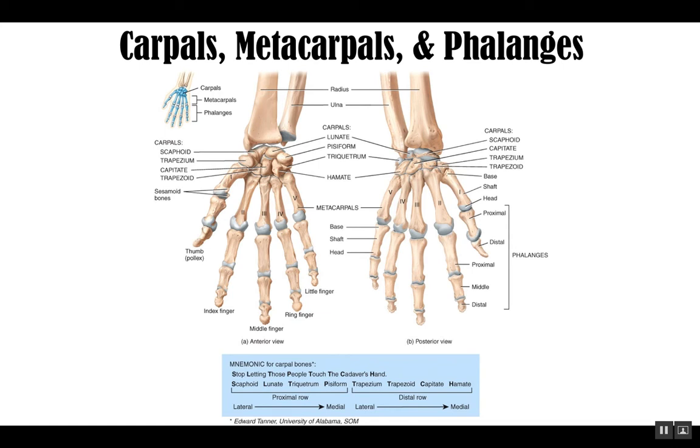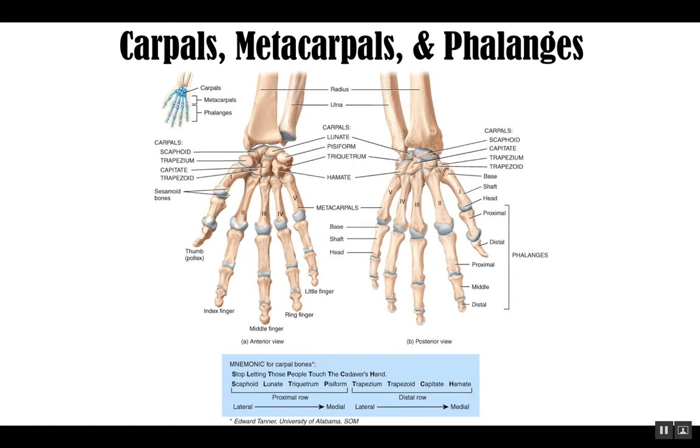The carpals, or wrist bones, have driven AMP1 students crazy for many years, and you will be just the same, driven crazy by the carpals. There's a few things to remember about carpals that are most important.